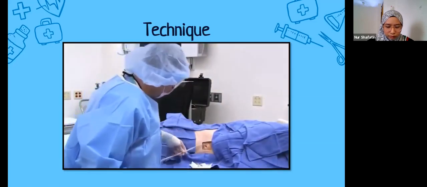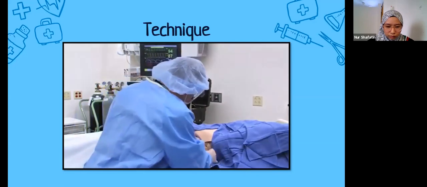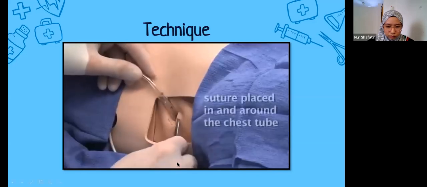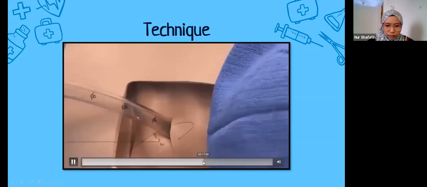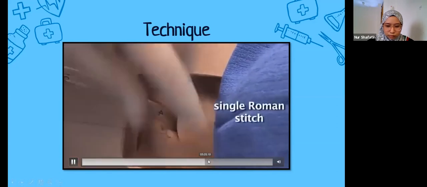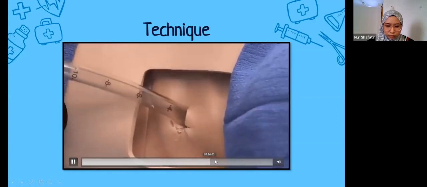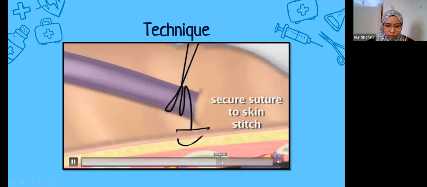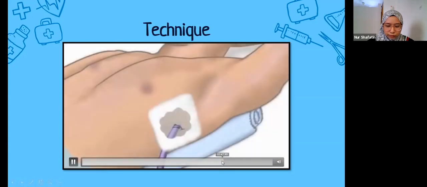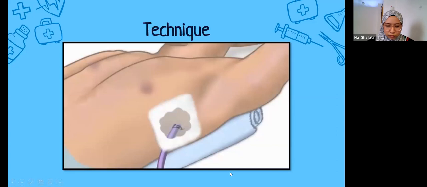Once the chest tube has been adequately placed, it then needs to be secured in a proper position with the placement of a suture in and around a single Roman stitch on the skin. An occlusive dressing is then placed over the site of chest tube insertion.